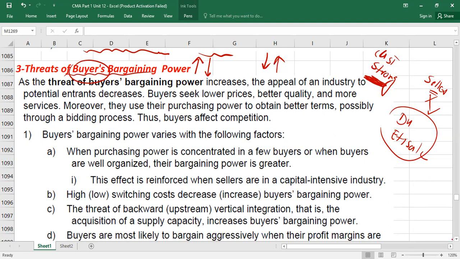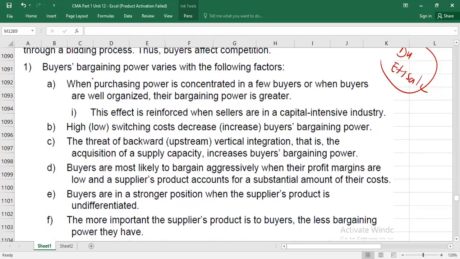Now guys, the point is how buyers' bargaining power varies with the following factors. Obviously, these factors will increase or decrease the bargaining power of buyers. Number one, when purchasing power is concentrated in a few buyers, or when buyers are well organized, their bargaining power is greater.